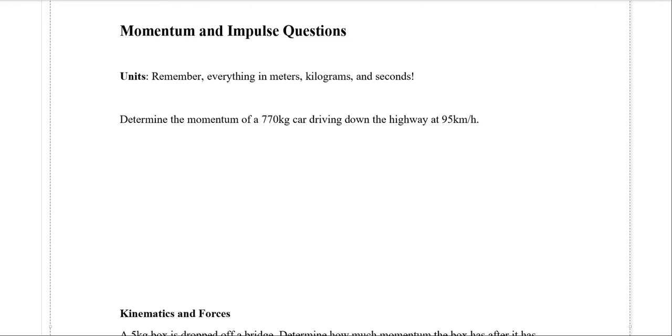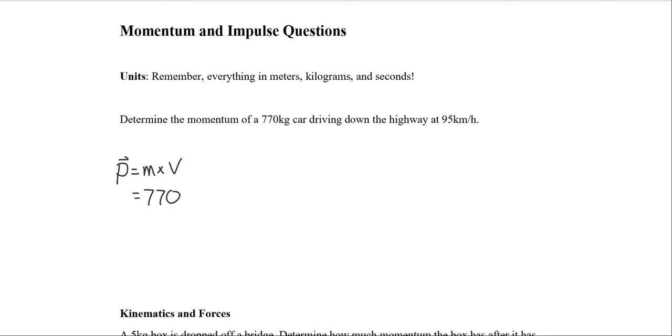Things won't work out if they're not in meters, kilograms, and seconds, because all of our units are based off of the meter, the kilogram, and the second. So let's look at this example and see what's going on. Determine the momentum of a 770 kilogram car driving down the highway at 95 kilometers per hour. If you're thinking, oh, I'll just do momentum is equal to mass times velocity, and you plug it in as such, 770 kilograms multiplied by 95 kilometers per hour, that's going to be wrong because we need to convert those kilometers per hour into meters per second.